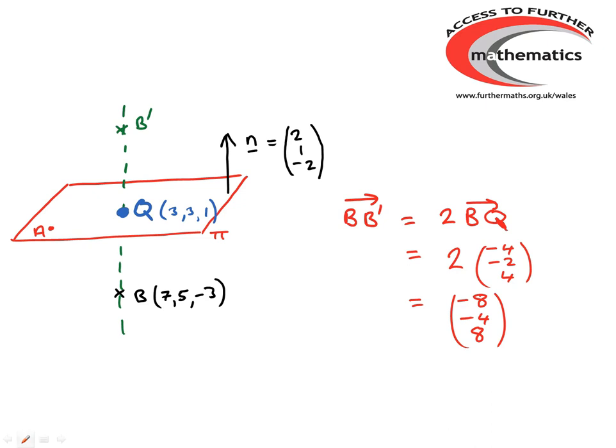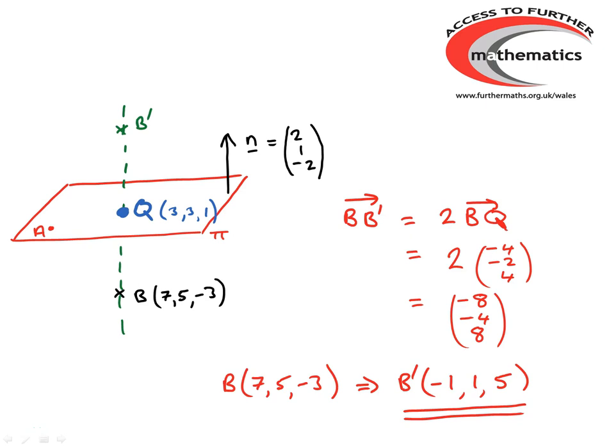We know that B is the point 7, 5, minus 3. So starting at 7, moving minus 8 tells me that the x-coordinate of B' must be minus 1. Starting at 5 and then moving minus 4 tells me the y-coordinate of B' must be 1. Starting at minus 3, moving 8 in the z direction tells me the z-coordinate of B' must be 5.